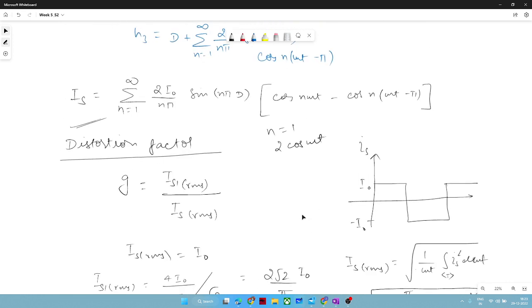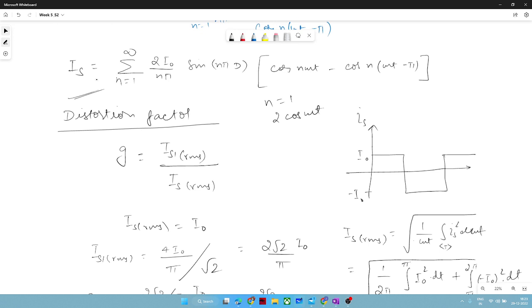See, what I told is that you just need to put n equal to 1, because this is the Fourier series of IS. If you need to compute IS1, you just need to plug in the value of n equal to 1. So if you put n equal to 1 here, d is anyway half, and cos omega t minus cos omega t minus pi. Since cos of omega t minus pi is minus cos omega t, it will be 2 cos omega t, and 2 cos omega t will be multiplied with 2, so it will be 4, and pi is already there. So 4 by pi I naught cos omega t is IS1. Yes, sir. You got it? Yes, sir. Okay, thanks.